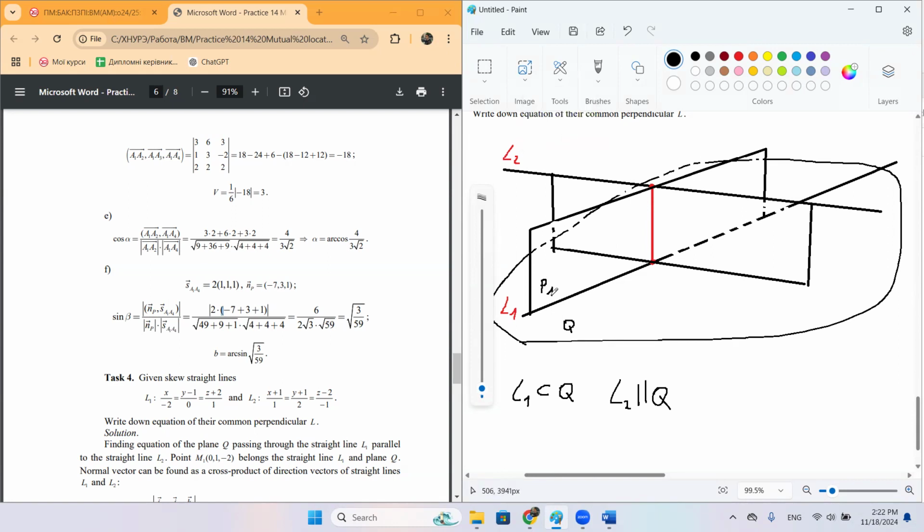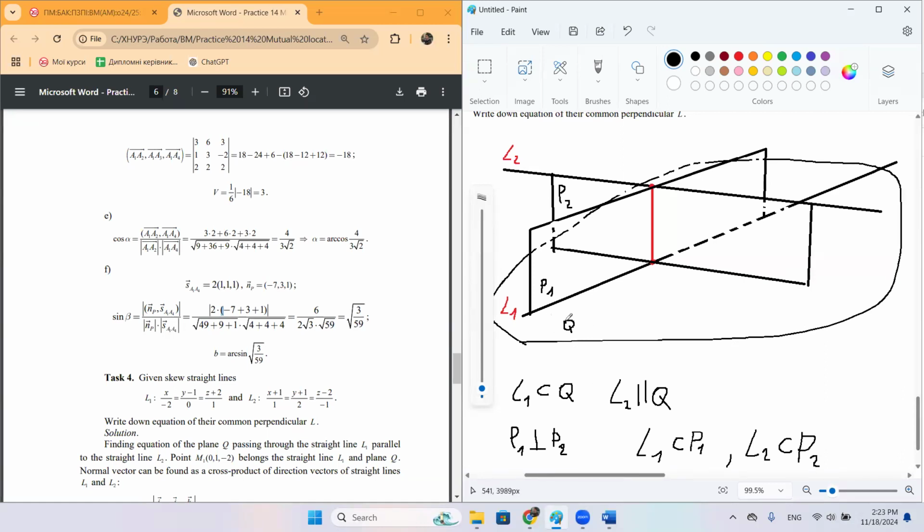So this is P1 and this is P2. Planes P1 and P2 are perpendicular. L1 belongs to P1, and L2 belongs to P2.